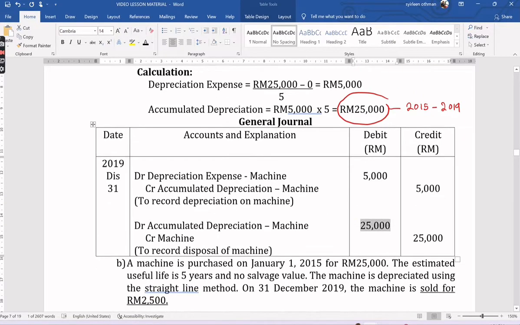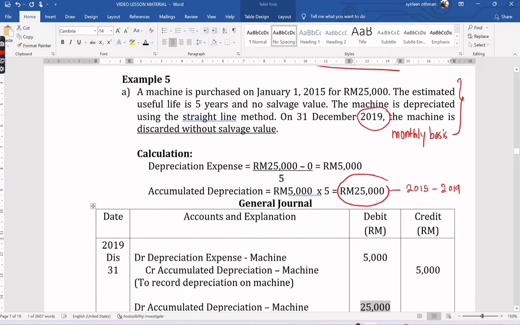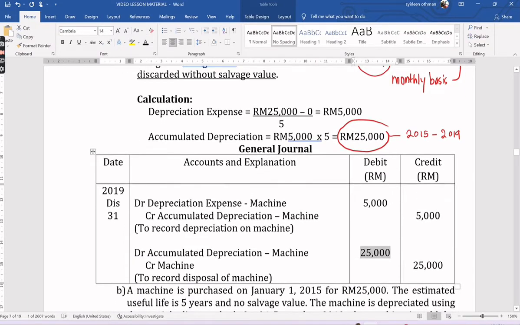Alright, so a machine that is purchased on January 1st 2015, and then you discard the machine on 31st December 2019. So the first entry up here, this is when you want to bring the depreciation expense to date. Why do I have to record it? Because I am using monthly basis. When you use monthly basis, you calculate up to the date before disposal. But if I use yearly basis, do I have this entry? If using yearly, there is no entry for this.